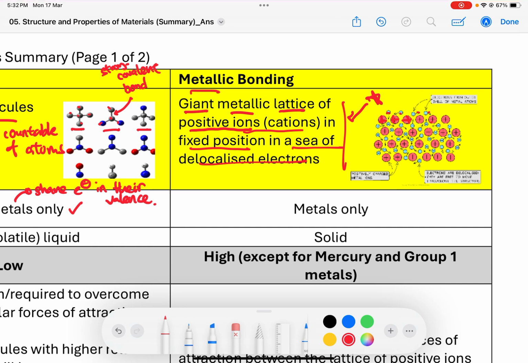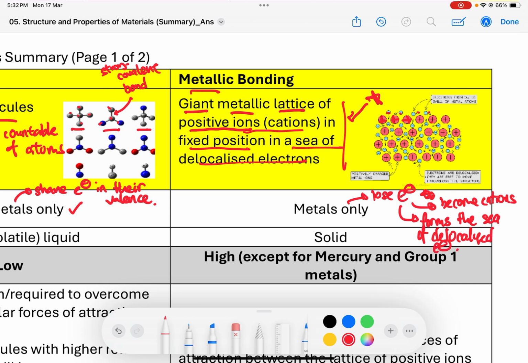How does metallic bonding work? This is where the metals lose their electrons. When they lose their electrons, they become cations. That's where they form the lattice. And because they lose their electrons, these electrons form the sea of delocalized electrons.